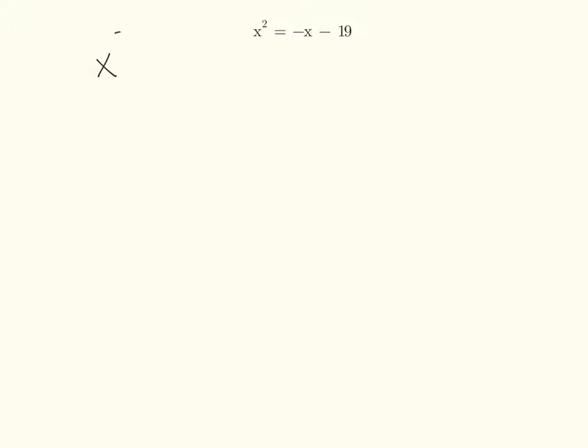So first we want to get everything on the left-hand side. I'm going to add x to both sides and add 19. So our a is 1, our b is 1, and our c is 19.